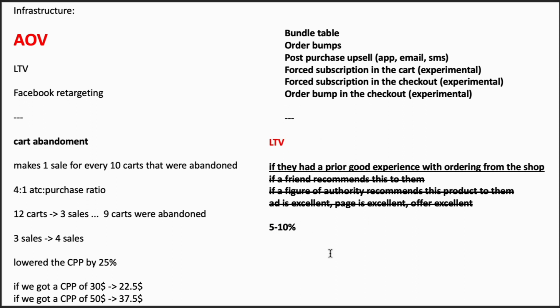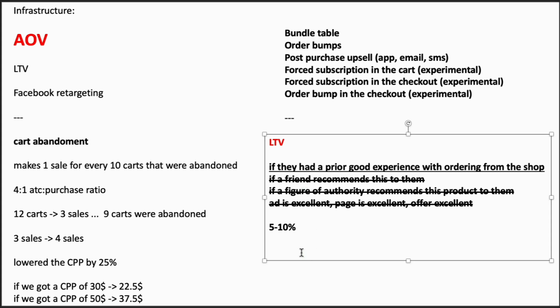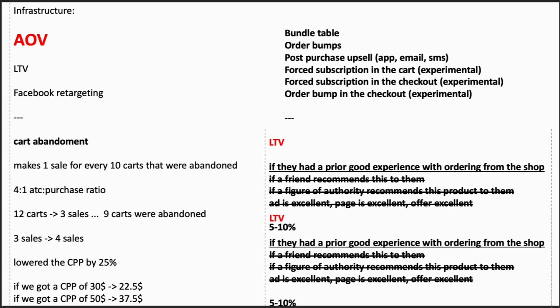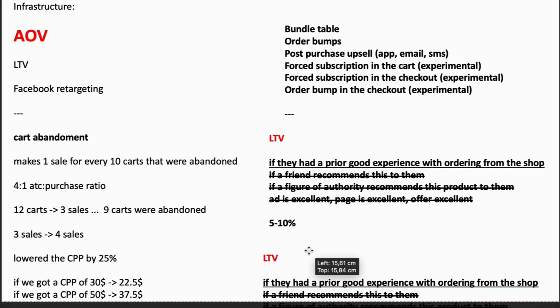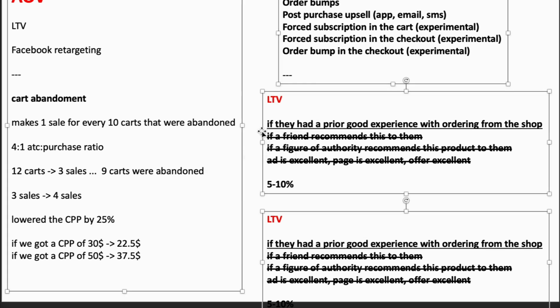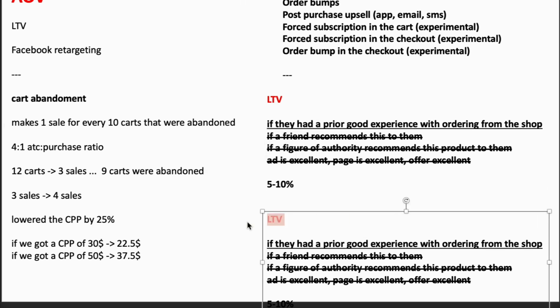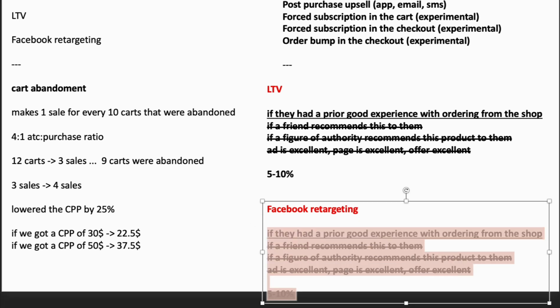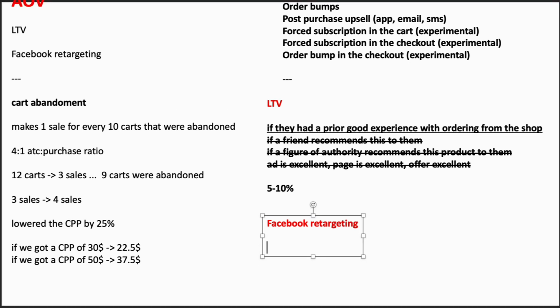Right, so now let's talk about Facebook retargeting, the last thing, which is part of the infrastructure, right? So there are three things: AOV, LTV, and Facebook retargeting. And as I was saying, the competitor doesn't have any of those. So this is how we improve. Okay, Facebook retargeting. As I was showing you a year ago, the calculations with having 3 layers of retargeting.